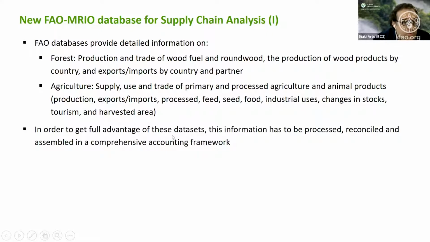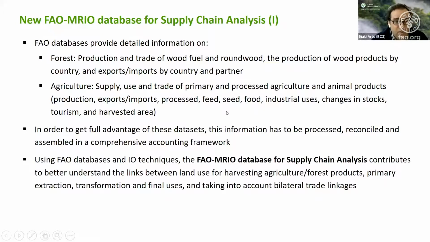The question is that in order to get the full advantage of these databases, this information has to be processed, reconciled, and assembled in a comprehensive accounting framework. And this is what we have done. Basically, we have used the FAO databases, and we have combined it with input-output techniques, and we have developed the FAO multi-regional input database for supply chain analysis, which contributes to better understand the links between the land use for harvesting agricultural and forest products, the primary extraction, the transformation, and the final uses, and taking into account all the bilateral trade linkages.